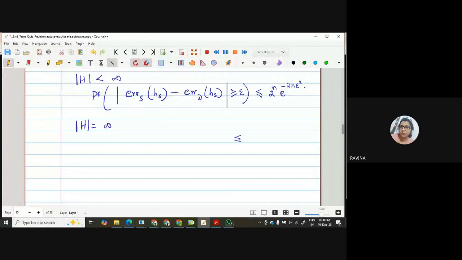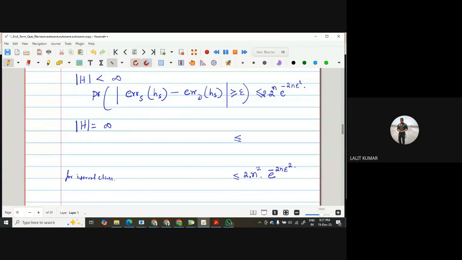So it should be 2 to the power n plus 1, I think. It is 2 because here 2 comes. Yes, because in Hoeffding's it is 2 here, and for H finite, and for the interval class it will become n to power 2 times e to power minus 2n epsilon square. Is this okay?